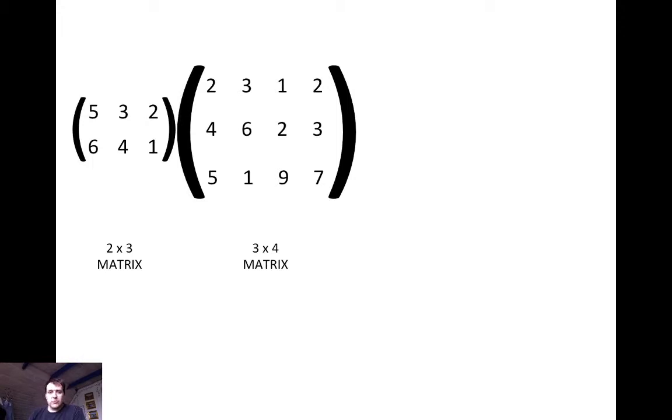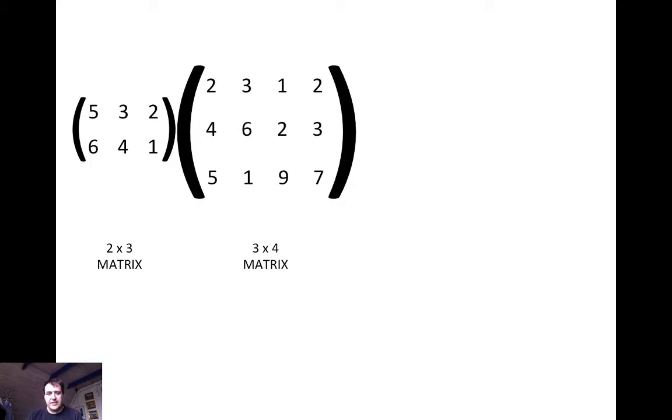And there are some rules about multiplying matrices. So first of all, if we write them down like that, we've got a 2 by 3 matrix that we want to multiply by a 3 by 4 matrix. Now, not all matrices can be multiplied together because they have to have the right numbers of elements in them for things to match up.